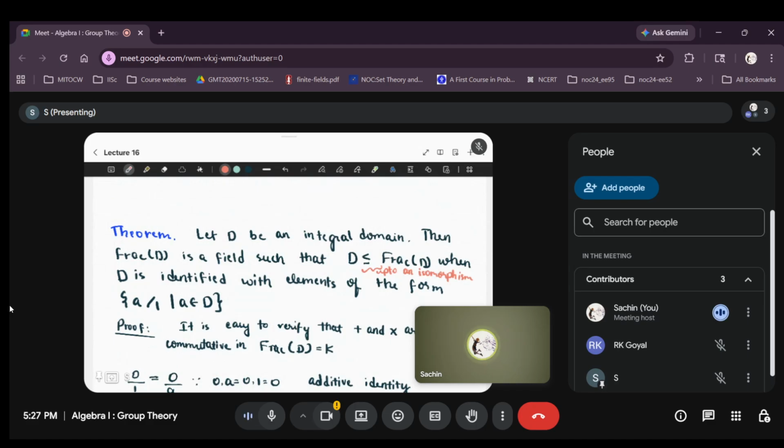I don't think I need to show it as such, because 1 is an element of D. For any element a in D, a by 1 will be an element of K. So if a by 1 is equal to b by 1, that's only possible if a into 1 is equal to b into 1, that is, a is equal to b. So it is a bijective mapping.